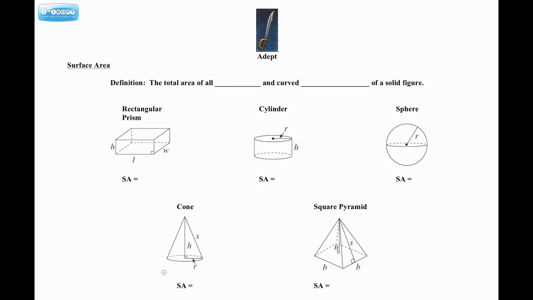So the definition: surface area is the total area of all faces, meaning flat surfaces and curved surfaces. So it's the grand total. In other words, anything that is exposed to the air, anything that you can see.